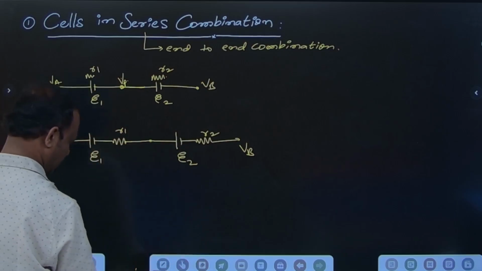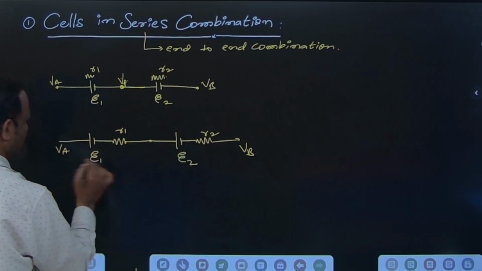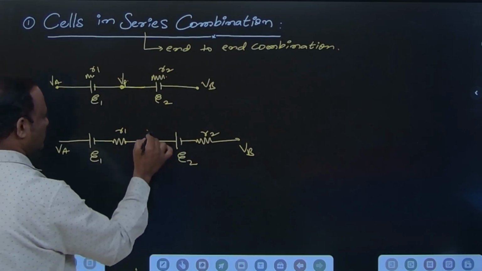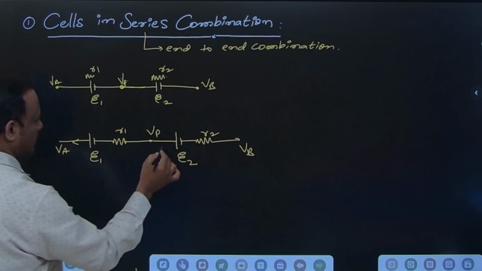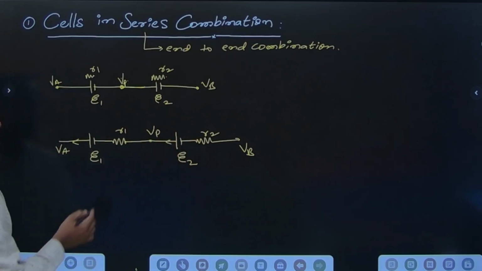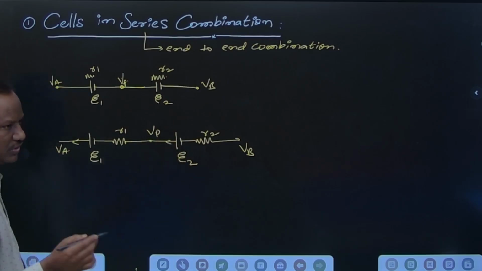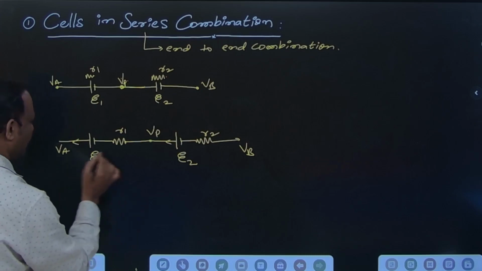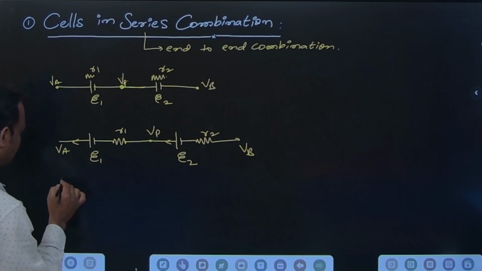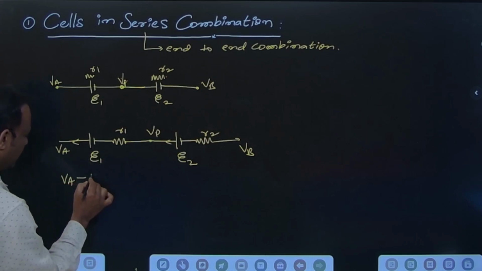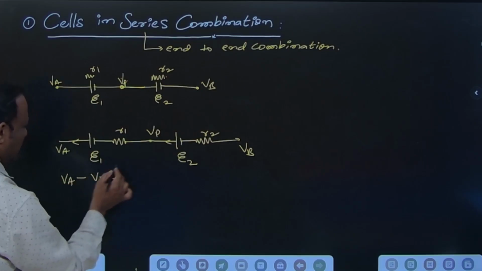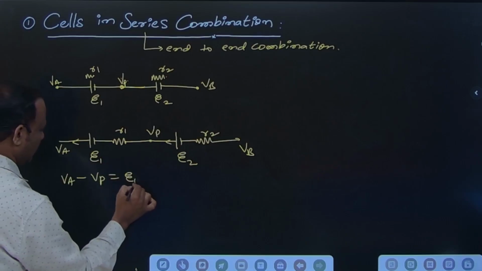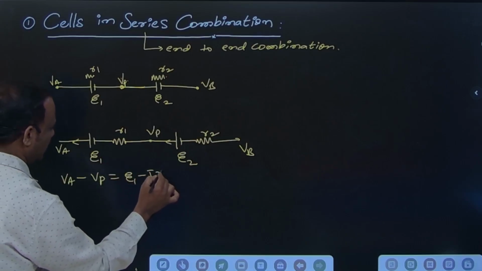So this is VA, and here the potential is VP. Now this is a discharging condition. Discharging means we have written V is equal to E minus IR. So for the first cell, VA minus VP is equal to E1 minus IR1.